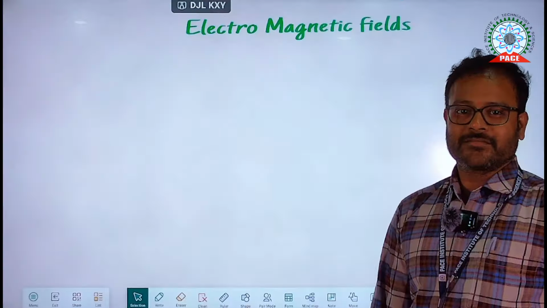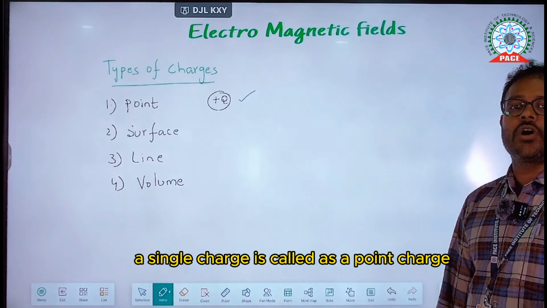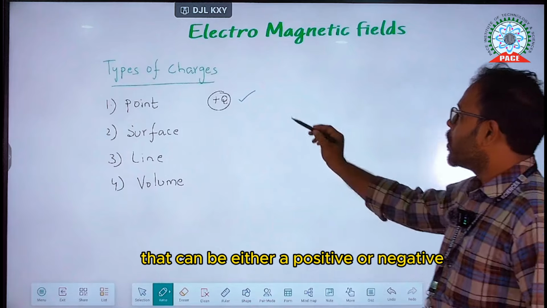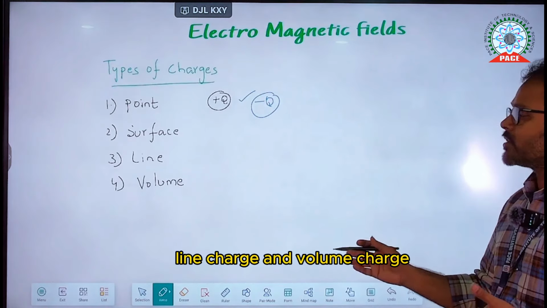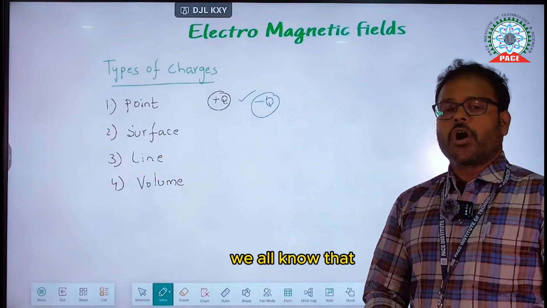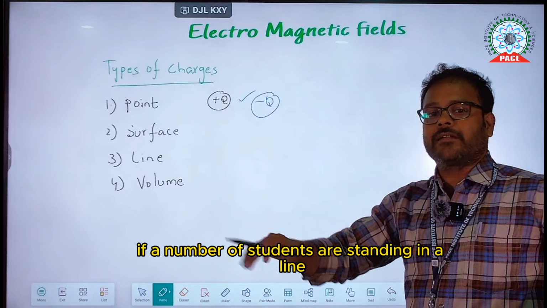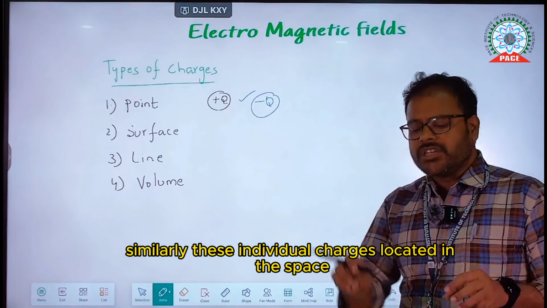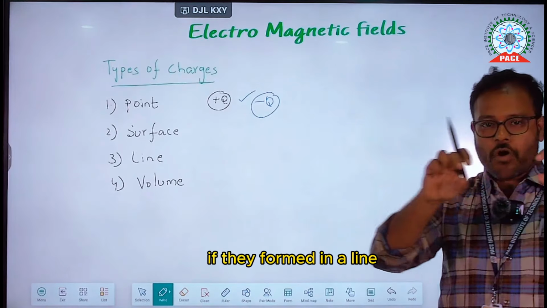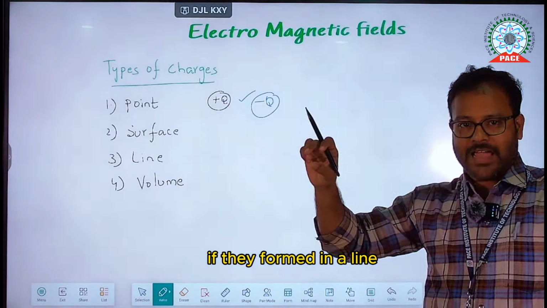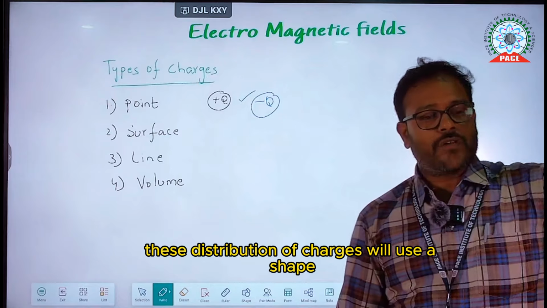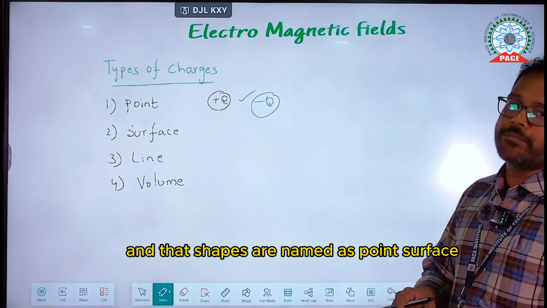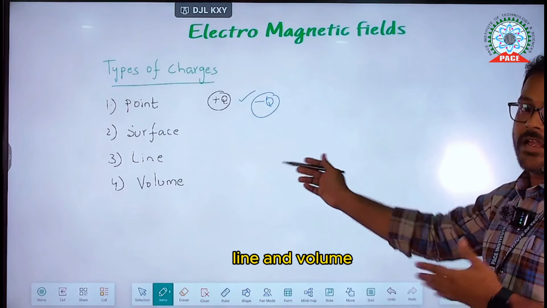The first concept is nothing but the point charge. We already know that a point charge is always a single charge. A single charge is called a point charge. That can be either positive or negative. Now what is meant by surface charge, line charge, and volume charge? Let's make it simple for you. We all know that if a number of students are standing in a line, that is called a formation of line. Similarly, these individual charges are located in a space. If they are formed in a line, that concept is called a line type of distribution. Just the concept is that these distributions of charges will give a shape, and those shapes are named point, surface, line, and volume.